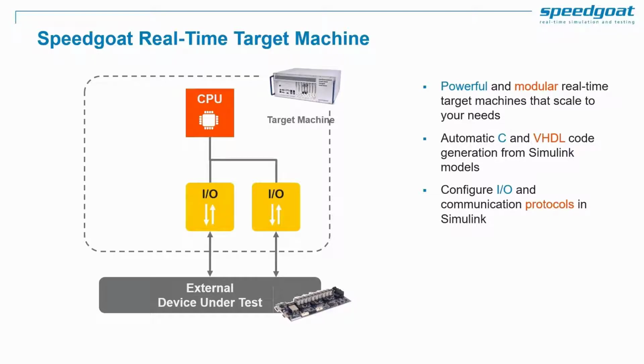The I/O connectivity options can be analog and digital lines, communication protocols for your area of research, or other I/O connectivity options, more of which you can find on the Speedgoat webpage, and they can be used to connect to your external device under test. Automatic C and VHDL code generation allow you to deploy parts of the model either to the multi-core CPU or to one of the FPGA modules installed inside the target machine to achieve faster and more deterministic execution of your algorithms and faster communication to whatever external equipment is connected.